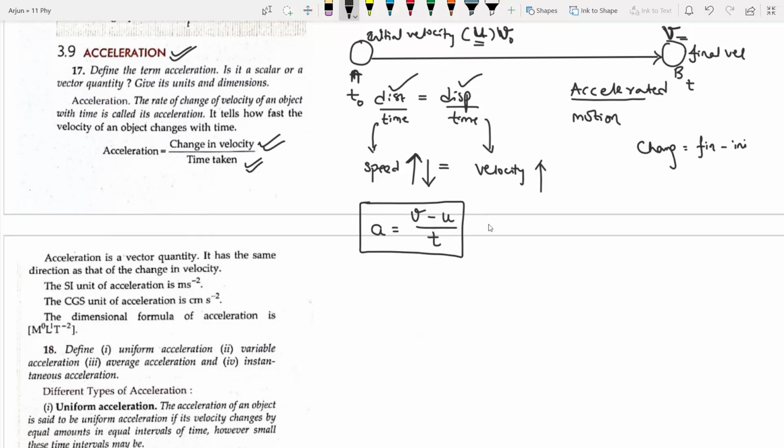So this is the formula we use for acceleration. Now, what is the SI unit of acceleration? It is meter per second square, or you can write it as meter s to the power of minus 2. This is the SI unit of acceleration, and you should remember it. Acceleration is a vector quantity because it has both magnitude as well as direction.